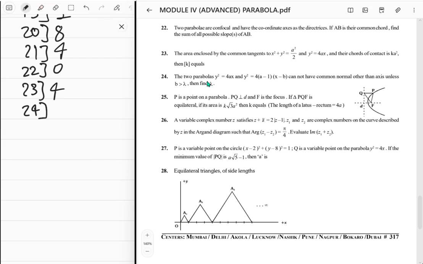The two parabolas y² equals 4ax and y² equals 4 times (a minus 1) times (x minus b) cannot have a common normal other than the x-axis unless b is bigger than lambda. Then find lambda. Okay, these two parabolas cannot have a common normal. Interesting. a minus 1. Okay, so for them to have a common normal, what's the condition?